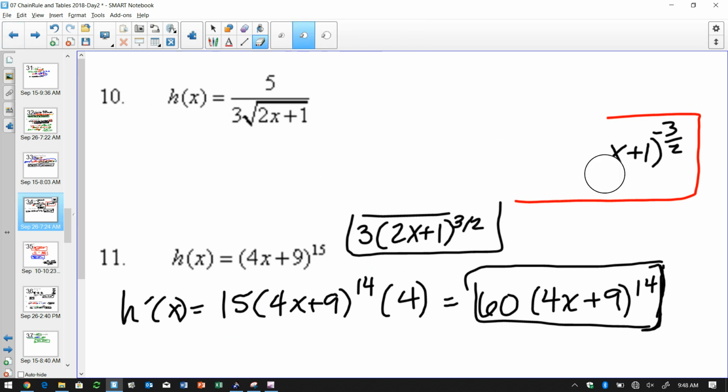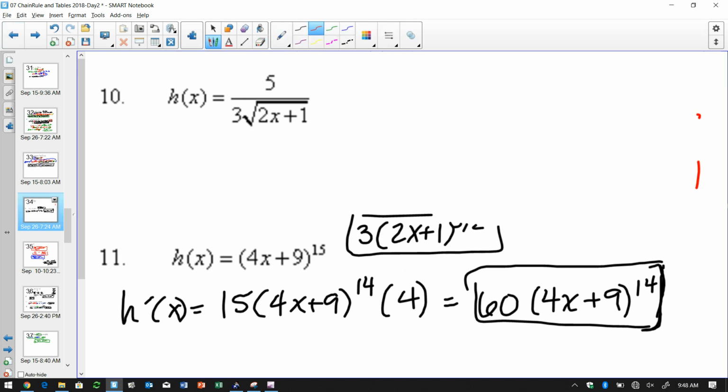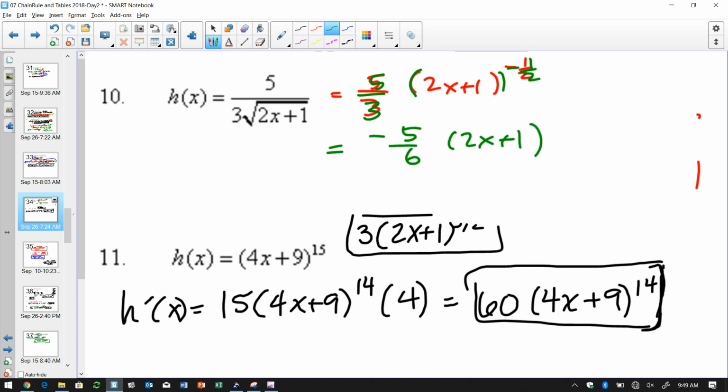So number 10, I rewrote it. Did you do quotient rule or did you rewrite it as product rule? You rewrote it as product rule? Okay. So if you rewrite it as product rule, you should have gotten something that looked like this to the negative 1/2. And then I would say, okay, well, there's your outer layer right there. So that would be negative 1/2 times 5/3, which is negative 5/6, 2x plus 1. And if I was at negative 1/2 on the number line, I moved down by 1. Now I'm at negative 3/2. And I think that's pretty much my answer.